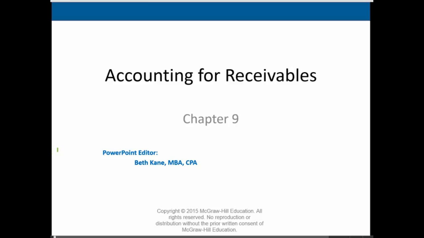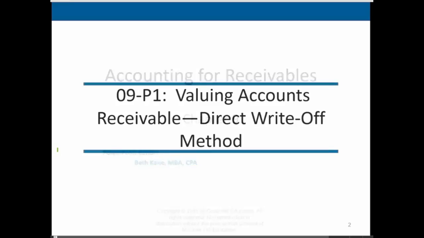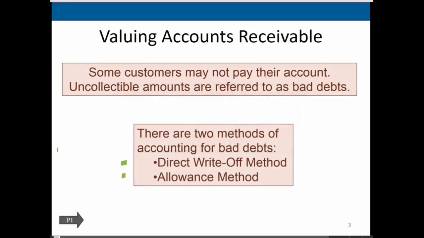In this lecture, we will talk about Chapter 9. We're going to continue on accounting for receivables. So we're going to value accounts receivable using the direct write-off method. So remember that accounts receivable represents the amount of money that is owed to us.